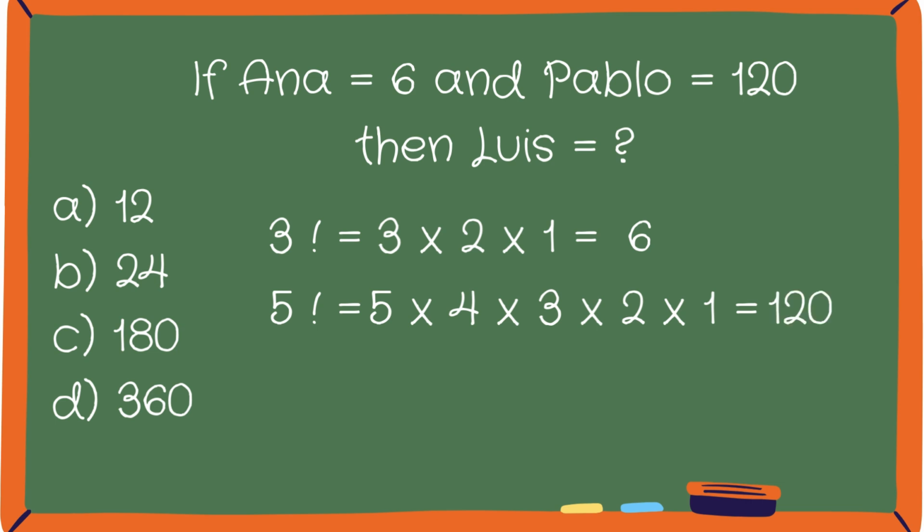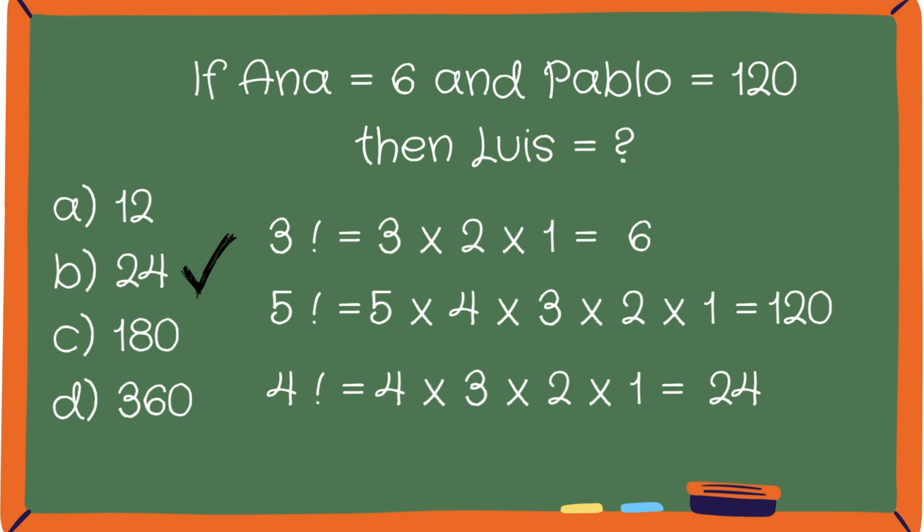So how much will Luis be? I'm going to count how many letters the name Luis has. 1, 2, 3, 4. Luis has 4 letters, so I'll have to do the factorial of 4. How much is the factorial of 4? Very simple: 4 times 3 times 2 times 1. 4 times 3, 12. 12 times 2, 24. 24 times 1, 24. Then the answer will be the letter B. Sensational, right? Tell me in the comments how you did with this exercise.